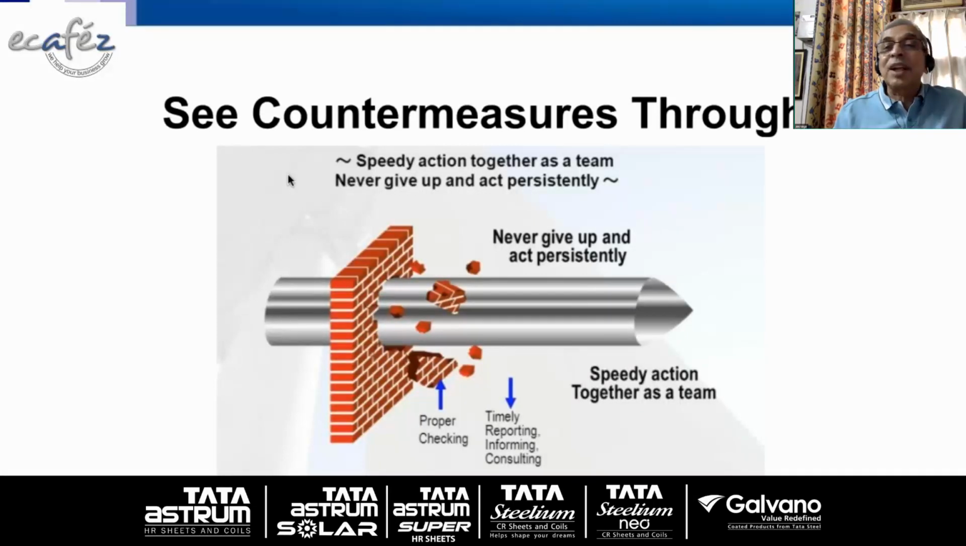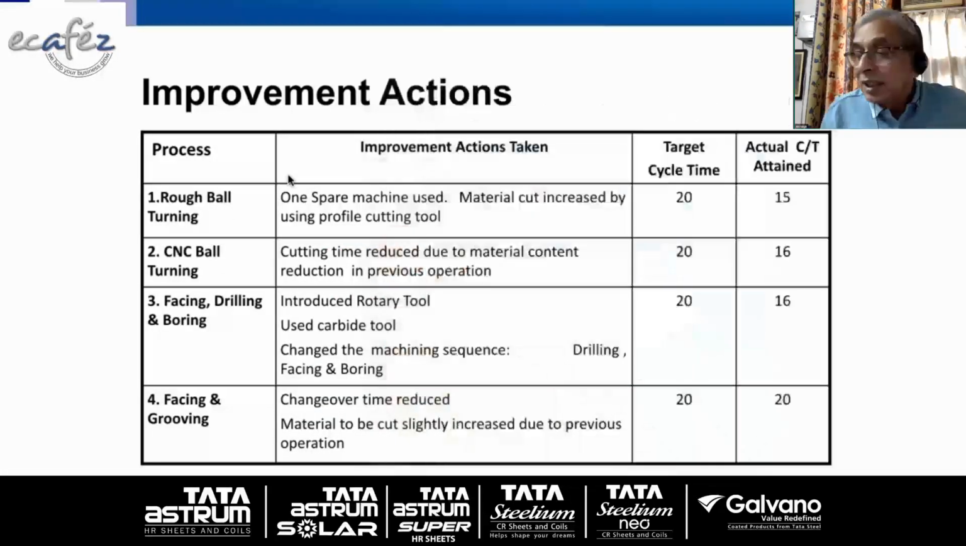Then come the improvement actions. After the implementation, the actual data were again taken. The target cycle time was 20, and in fact, for some of the operations, the cycle time achieved was lesser than what we targeted. In rough ball turning, target was 20, but we could achieve 15 seconds. Second, CNC ball, 20 target, 16 seconds. Facing drilling, 20 and 16 seconds. Facing and grooving, 20 was the target, and it only achieved 20. So these were the results obtained.